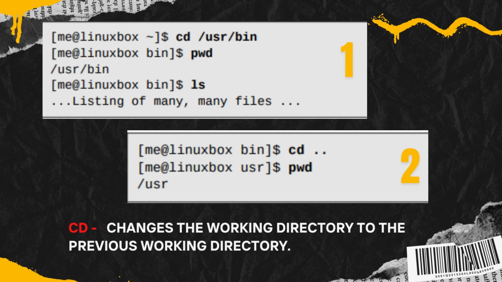A relative path name starts from the working directory. To do this, it uses a couple of special notations, as in picture 2, to represent relative positions in the file system tree. These special notations are dot and dot dot. The dot notation refers to the working directory, and the dot dot notation refers to the working directory's parent directory.